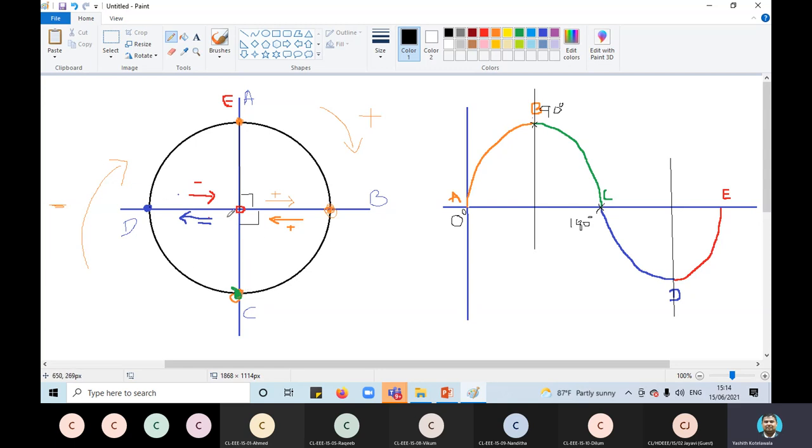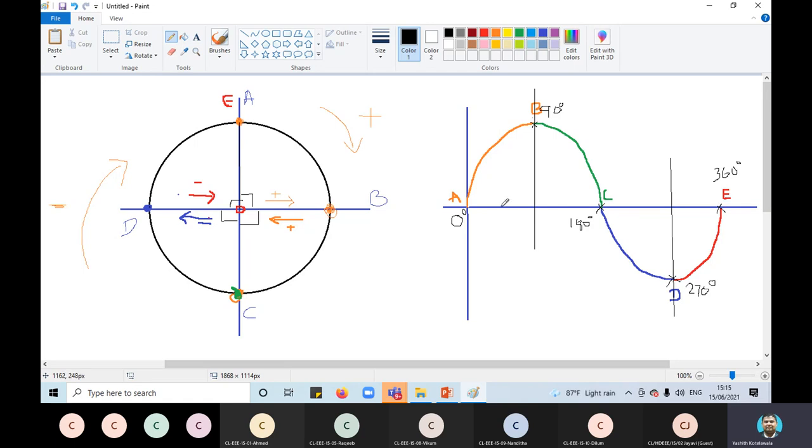Furthermore, from C to D, another 90 degrees. So 90 plus 90 plus 90 from the origin up to D, that means 270. So at point D, you get 270 degrees. Point D is the 270 degrees wave position. Likewise, when you go further another 90 degrees, you get 360 degrees. At point E, your line of vision has completed one total cycle, so it's 360 degrees. So these are the main basic wave positions.